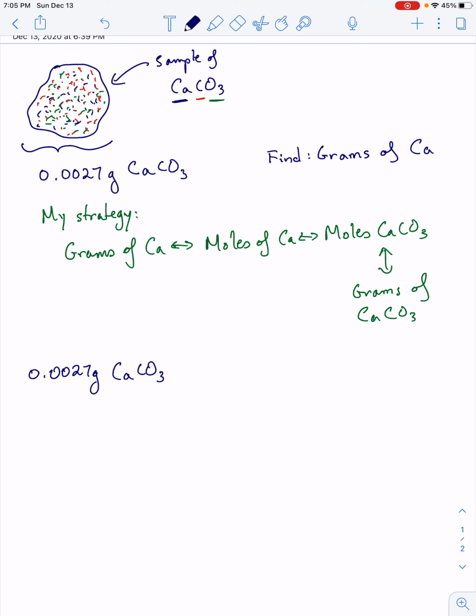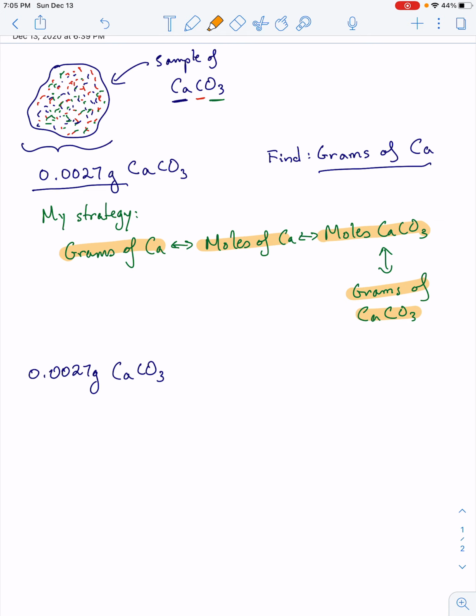Your total sample weighs 0.027 grams. And your goal is to figure out the grams of calcium that you have in that sample. The strategy here is, since we're looking for grams of calcium, we first need moles of calcium, and we get moles of calcium from moles of calcium carbonate, and we get moles of calcium carbonate from grams of calcium carbonate. So we're kind of working backwards here.